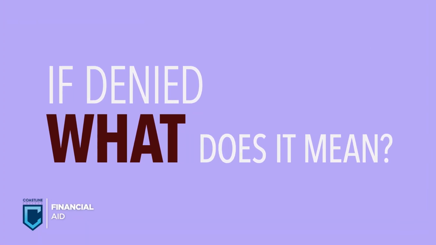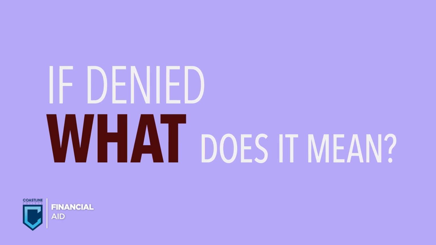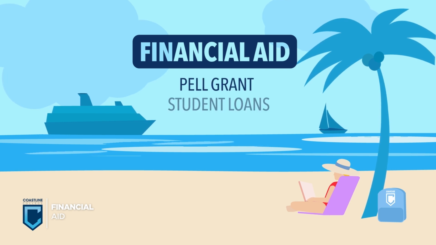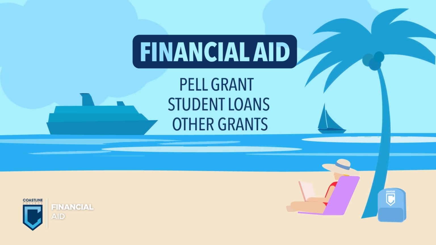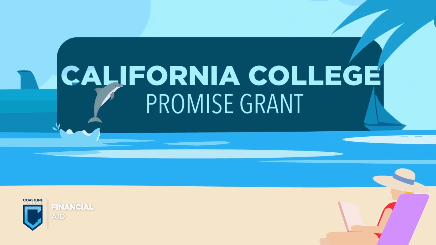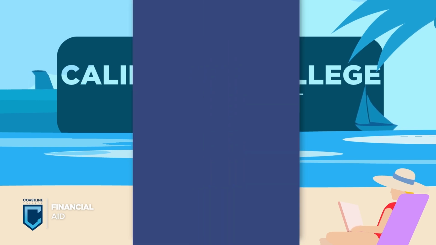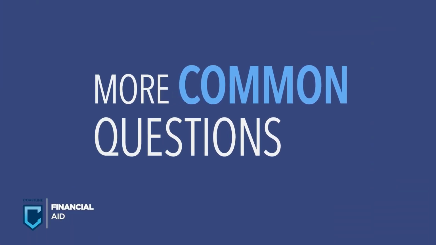If the appeal is denied, what does that mean? If your appeal is denied, you will no longer be eligible to receive financial aid such as the Pell Grant, student loans, and other grants. If it was determined that you are eligible for the California College Promise Grant, CCPG, fee waiver, the denial would not affect your eligibility.